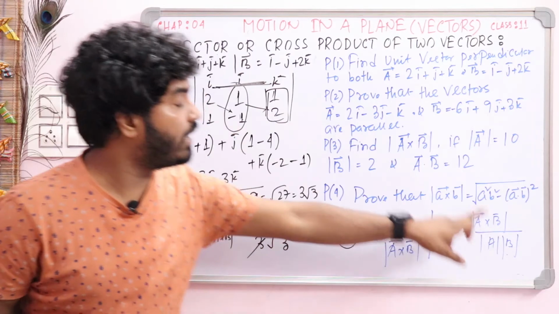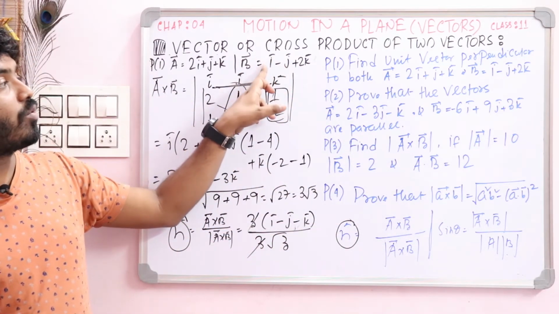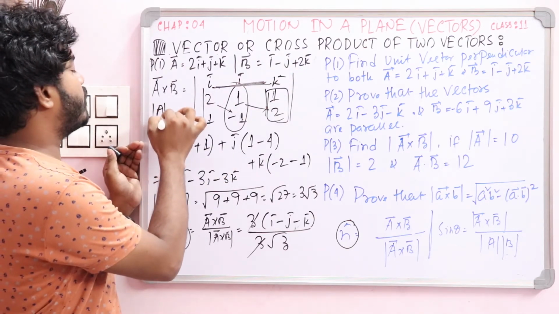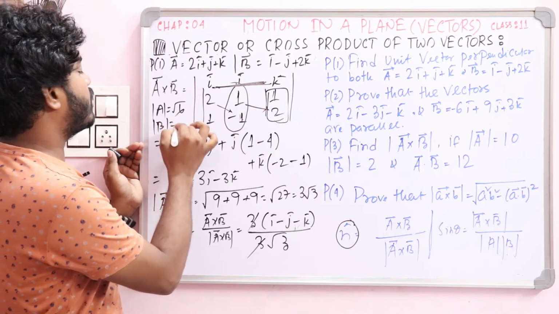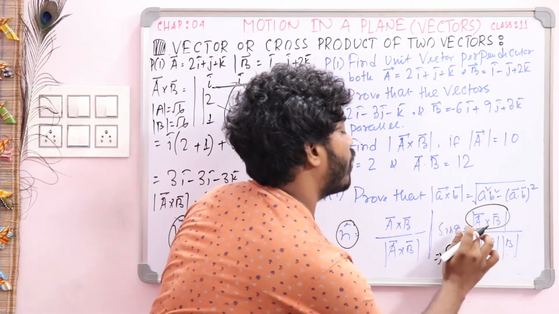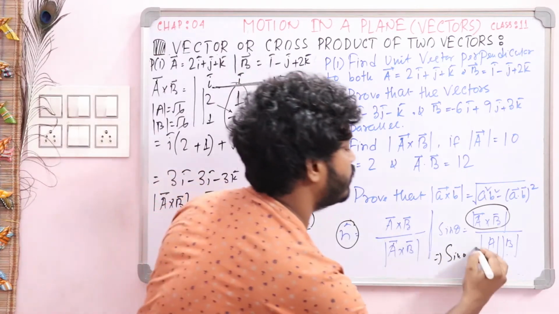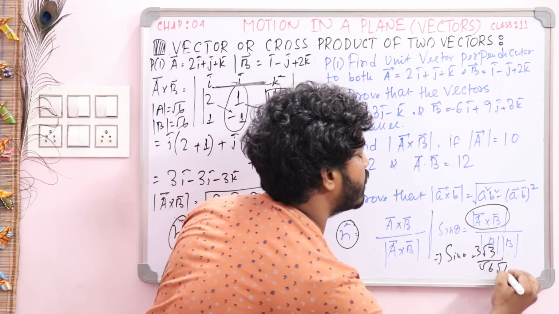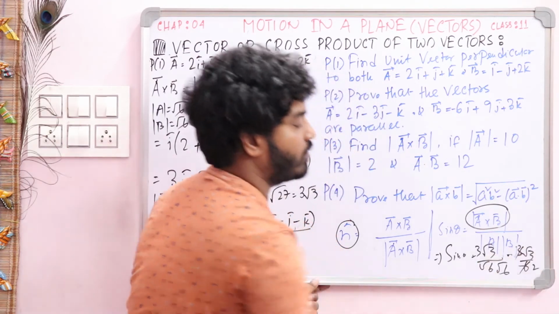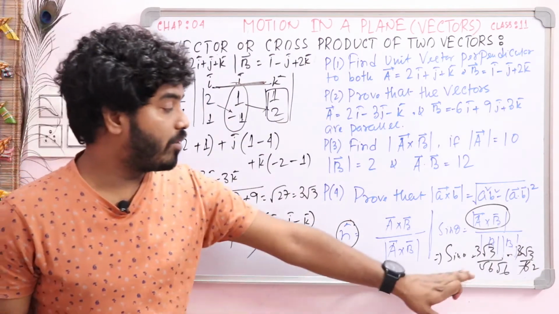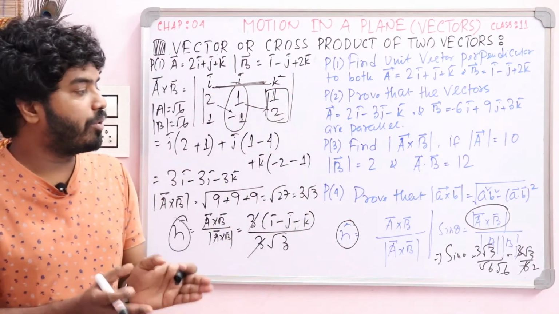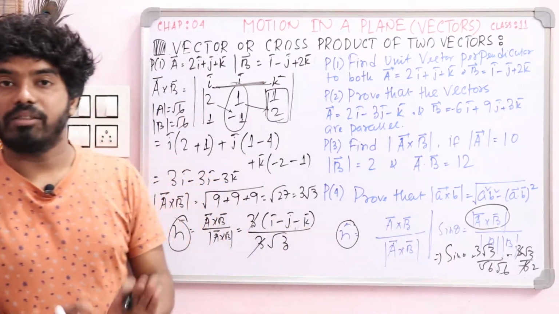Then you find mod of B, that is 1 square plus 1 square plus 2 square, that is 4. So mod of A gives root 6, mod of B also gives root 6. Now use this formula and then you find out sine theta. Sine theta is equal to mod of A cross B, that means here you write 3 root 3, divided by mod A and mod B, that is root 6 times root 6. So this one is 3 root 3 divided by 6, that is sine theta is equal to root 3 by 2. So obviously you can say theta is equal to 60 degree. Okay, so with the help of this way, we will find out n cap, we will find out theta, we will find out sine theta.